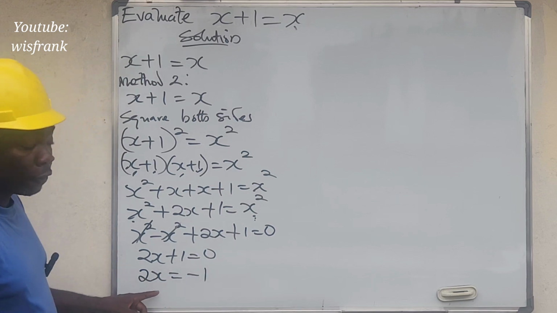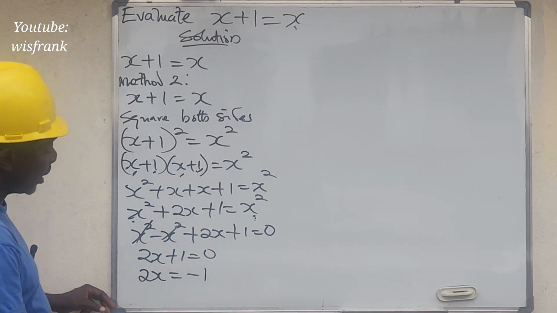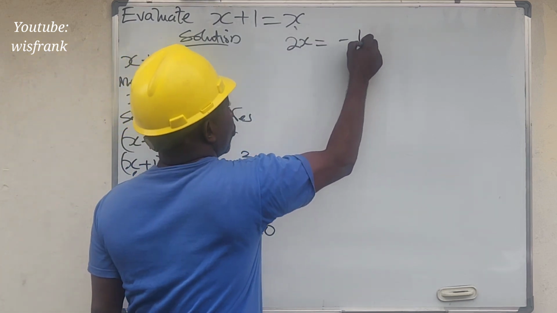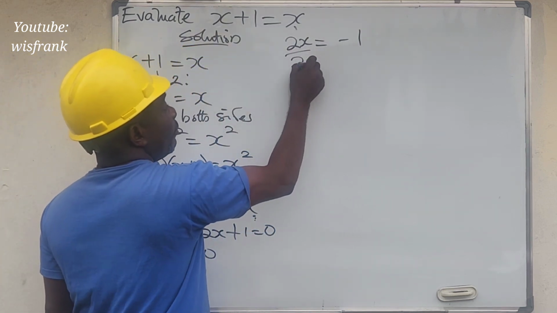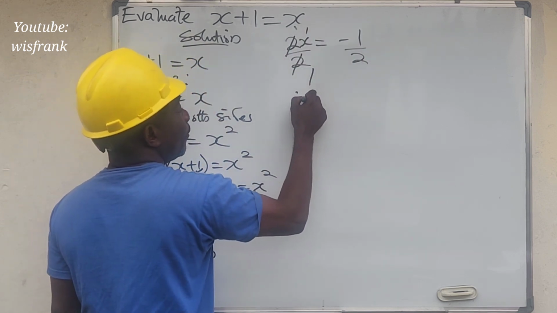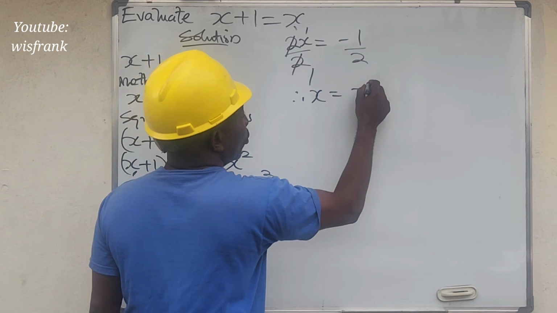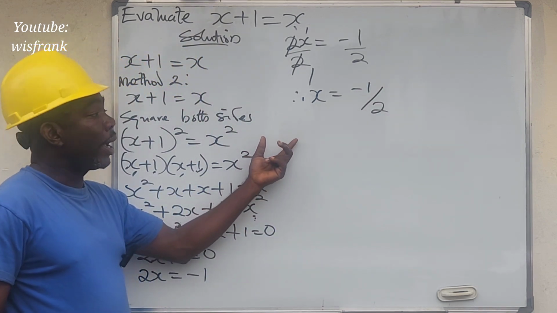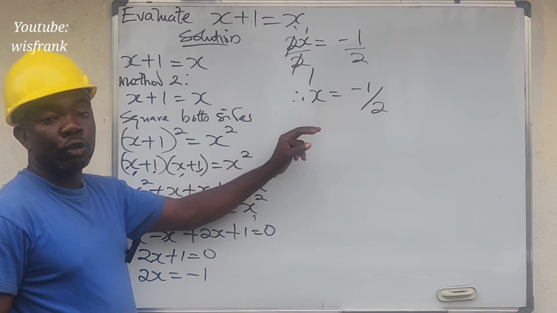Then here, for us to find the value of x, we can divide both sides by 2. So this will become 2x equals to minus 1. Dividing both sides by 2, 2 will go here 1 and 2 will go here 1. Therefore, our value of x equals to minus 1 all over 2. So this is for the second method, we have value of x as minus 1 all over 2.